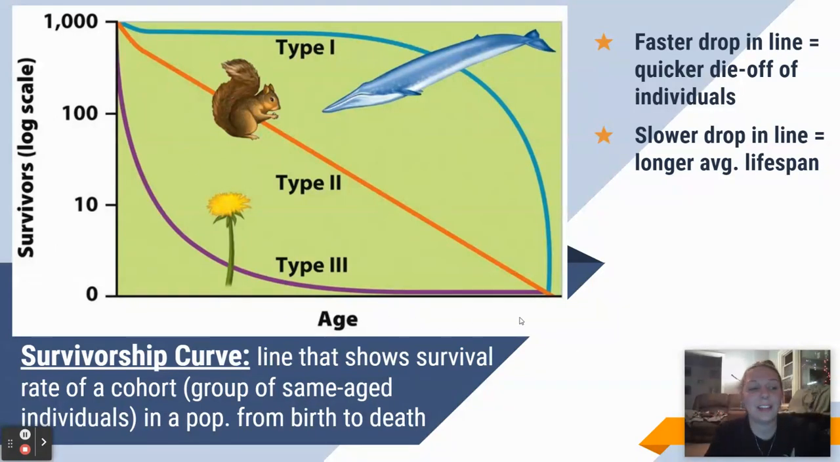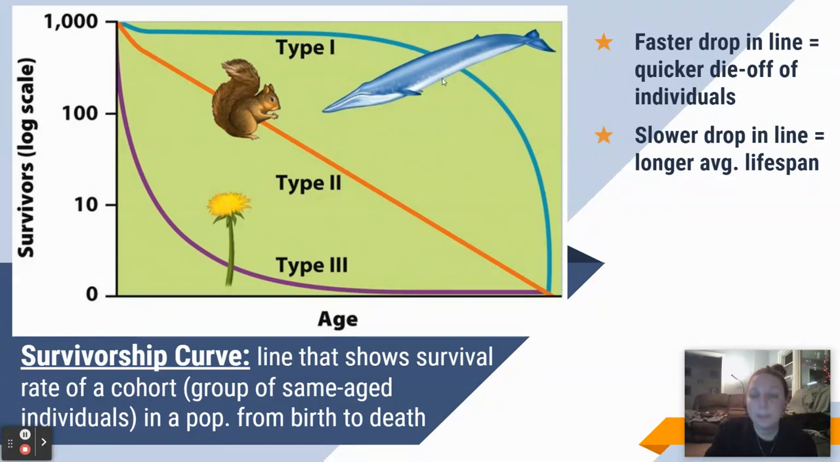So understand that this age label isn't concrete. Okay, it's not this is 2 months old, 6 months old, 12 months old. It's not set in units like that. So it's relative to the species that we're looking at that time and their maximum lifespan.